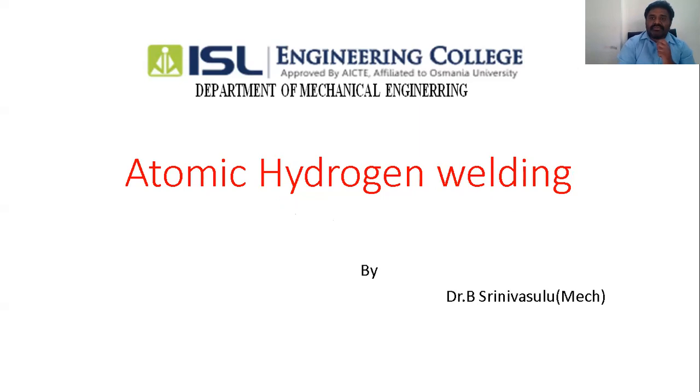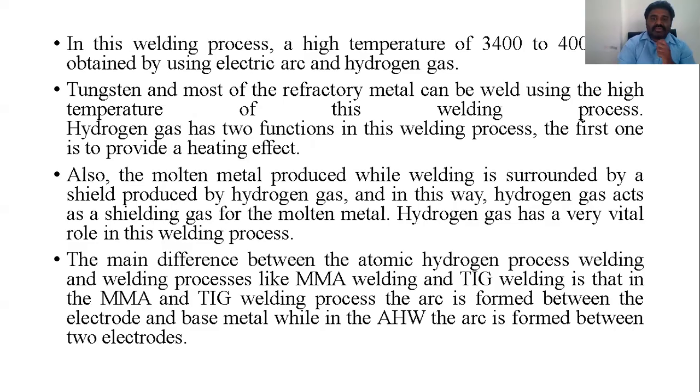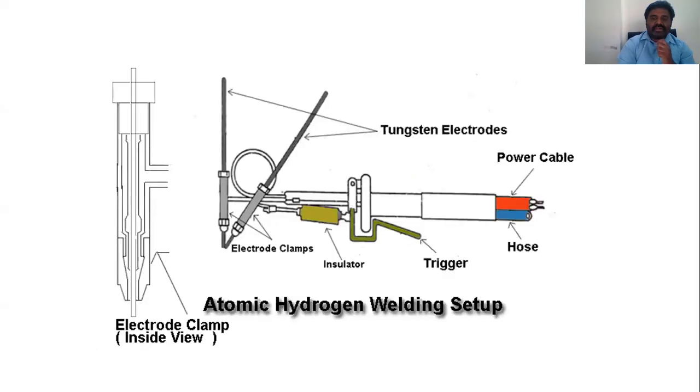From this diagram, this is how the atomic hydrogen welding setup is arranged. There is a workpiece held below. We are using two tungsten electrodes, this is one tungsten and another tungsten is there, and there is also an attachment for gases.